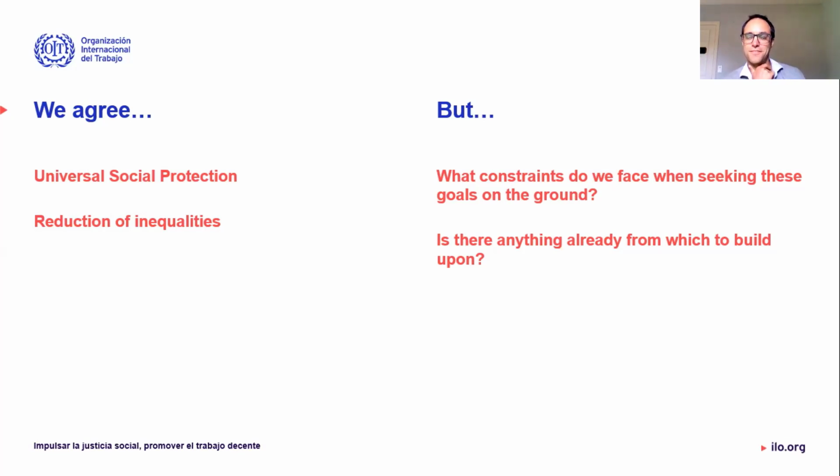And I want to guide you on how we think about that path in the particular case of Paraguay. In order to illustrate that thought, I disaggregate it into two questions. One is, what constraints do we face when seeking and working towards these goals on the ground? And is there anything already there upon which we need to build? Because it's easier to envision these goals and say, okay, we start from scratch, there's nothing on the ground, let's build universal social protection, reducing inequalities, excellent. But generally we have to build where there is something there already. So how do we work with that?